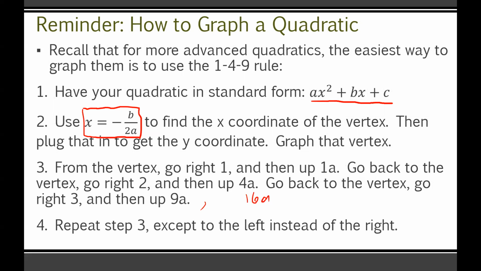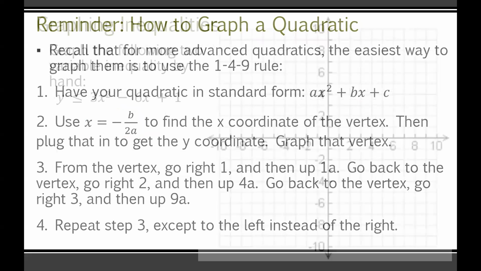Now for step 4, it says repeat step 3 except to the left instead of the right. Honestly, it's probably easier for all of us to say mirror it. So in other words, just flip it over and then you're good to go.